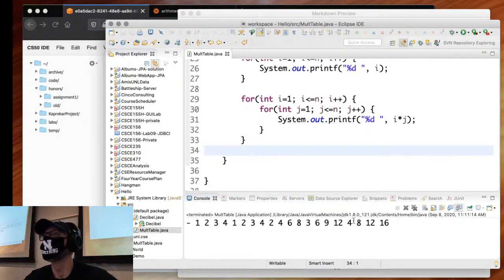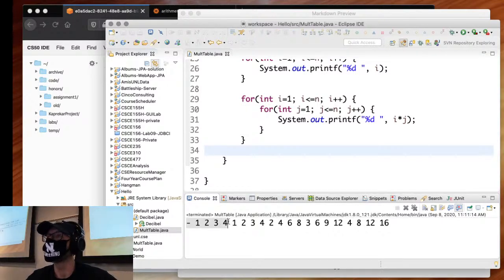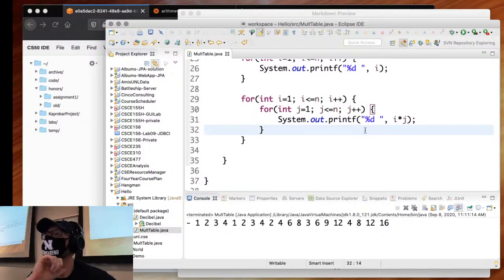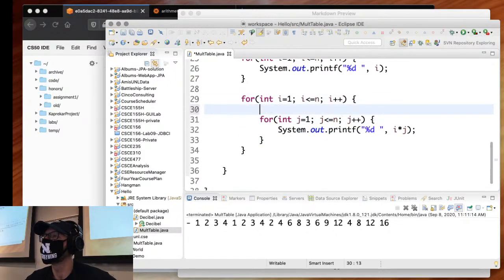Terrible. That's not a table, that's a row. I need to line break after this, right? This should be 1, 2, 3, 4, the next one, then times 2, then times 3, then times 4. Where do I put the line break here? Should I put it here? Yeah, go ahead, after each n.